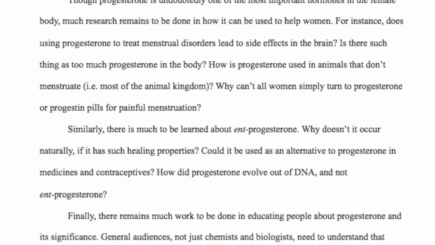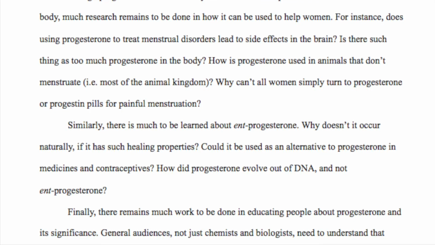How is progesterone used in animals that don't menstruate, i.e. most of the animal kingdom?